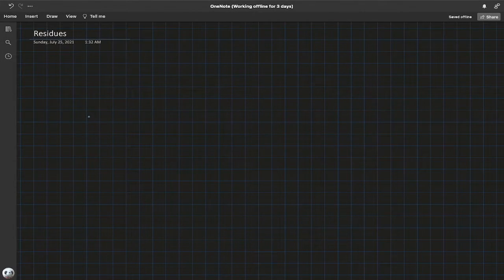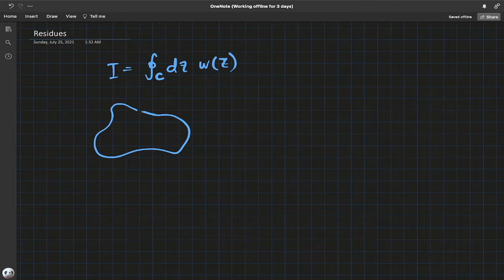Why do we actually care about residues? Well, here's a quick example. Assume you have I, which is the contour integral about some contour C, dz w of z, where w is again some complex valued function. Let's draw C. C is something like this. It can be any shape, just being a little arbitrary here.